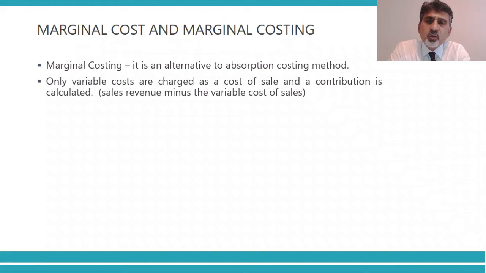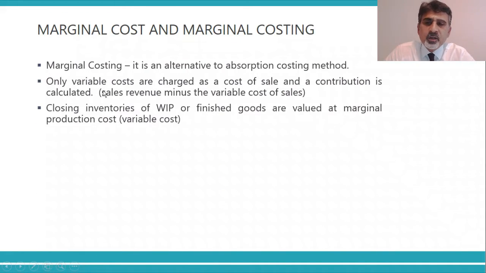In marginal costing, only variable costs are charged as cost of sales, and contribution is calculated. What is contribution? Contribution means sales revenue minus the variable cost of sales. I'm going to explain this contribution in more detail in the next slide, don't worry. So what you need to remember here is that in marginal costing you only include variable cost. Closing inventories, work in process or finished goods, are valued at marginal production cost. Marginal production cost means variable production cost, which means the 3 cost elements.